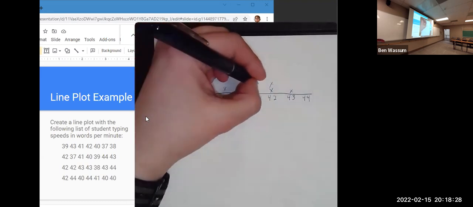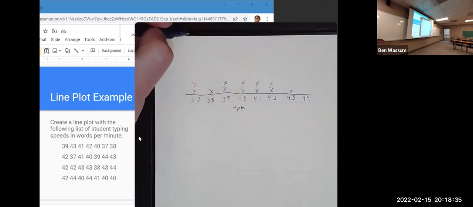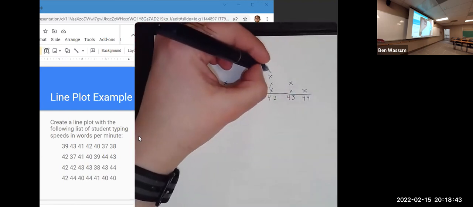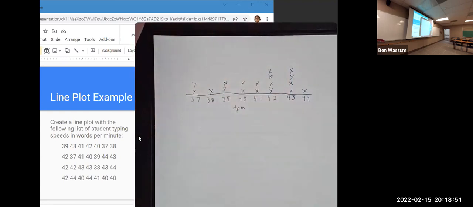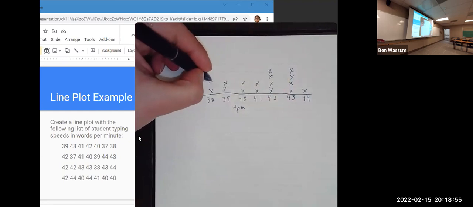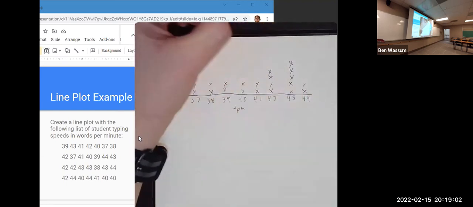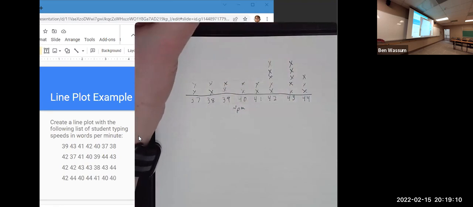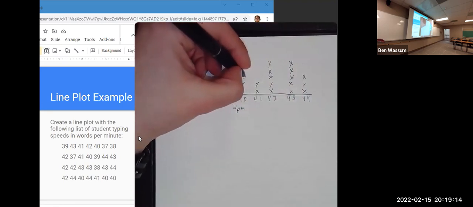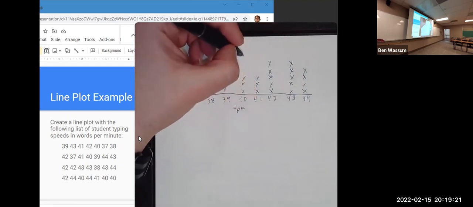37, 41, 40, 39, 44, 43, 42, 42, 43, 43, 38, 43, 44, 42, 44, 40, 44, 41, 40, and 40.